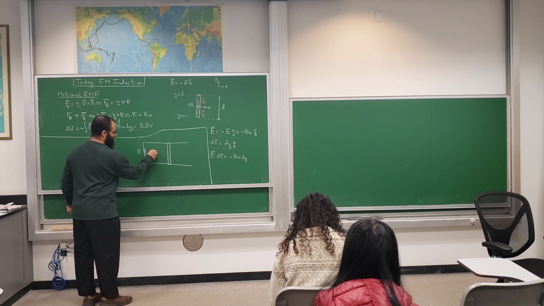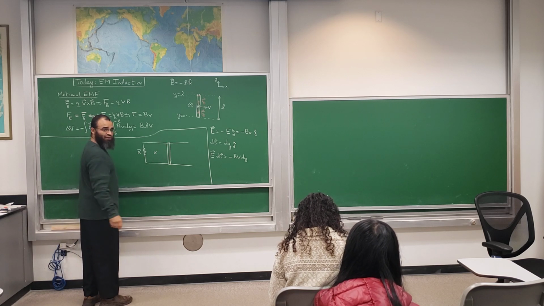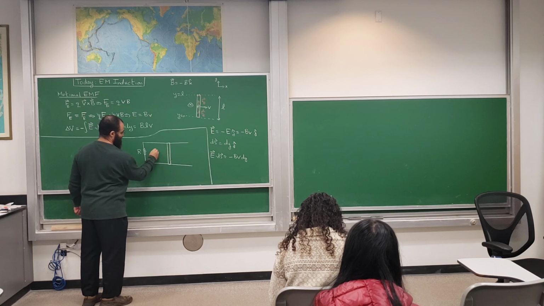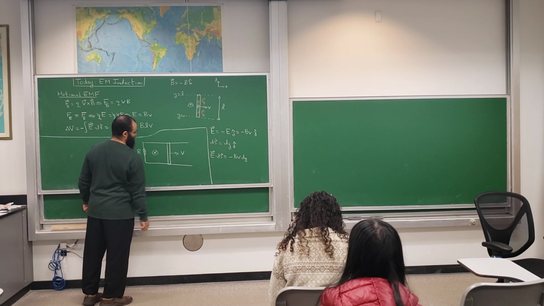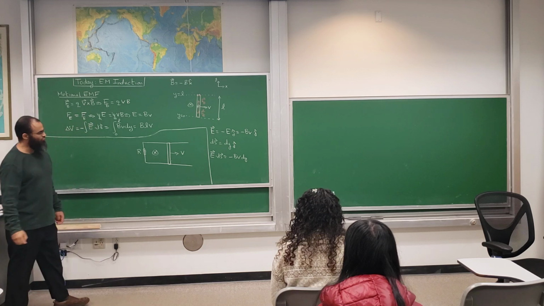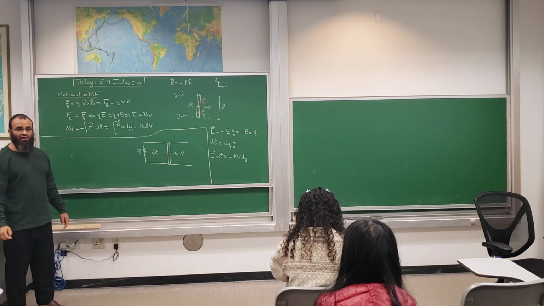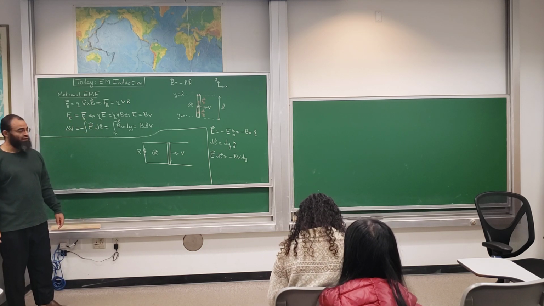The magnetic field is in. It's in everywhere, right? Magnetic field, just like earlier. And we're going to pull with an external force, and the velocity is going to be v to the right for the rod.